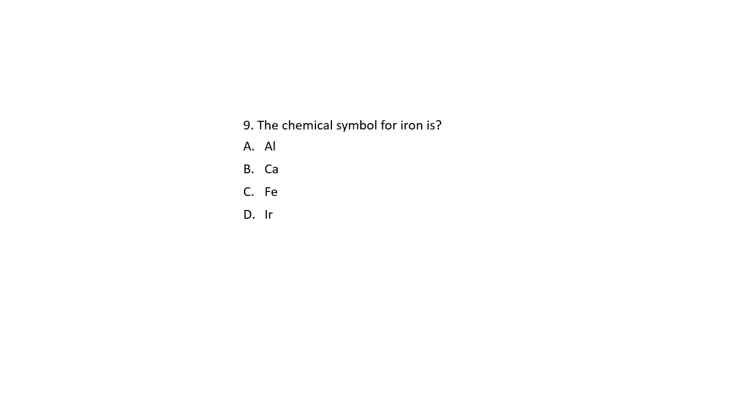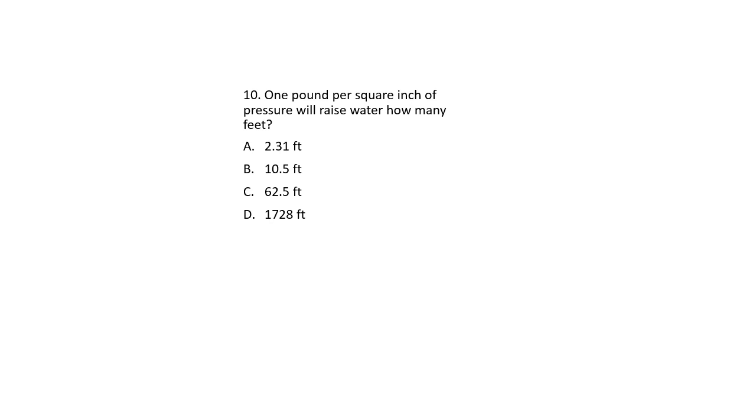The chemical symbol for iron is Al, Ca, Fe, Ir. Al is aluminum, Ca is calcium, Fe is iron, and Ir is iridium. C. 1 pound per square inch of pressure will raise water how many feet? Answer is going to be A, 2.31 feet. Head, the height of water, is pressure times 2.31 foot per pound.